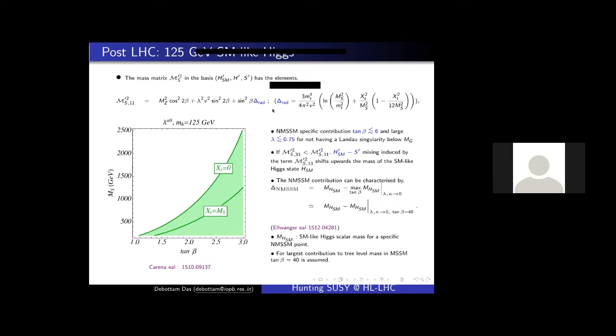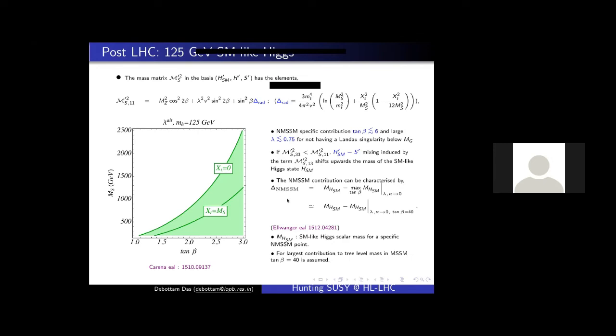And then on the left hand side plot, you can easily see that if XT is zero, that means the mixing in the stop sector is zero, and XT over MS is just the square root of the average value of the stop mass scale. If these are small, even then one could easily have the Higgs boson mass of 125 GeV. And the tan beta is really small over here, and MS, the average stop mass scale, is not very large over here. So one could easily have a 125 GeV Higgs scalar.